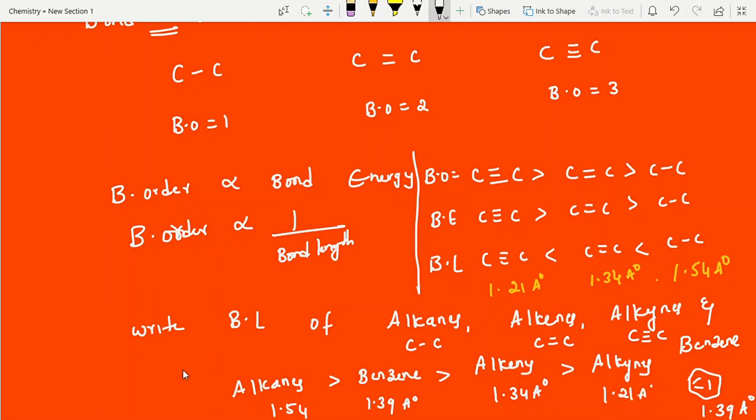This is one of the most important frequent questions in our competitive examinations. Anything, they will ask bond order, bond energy, bond length, anything. Okay, now next one.